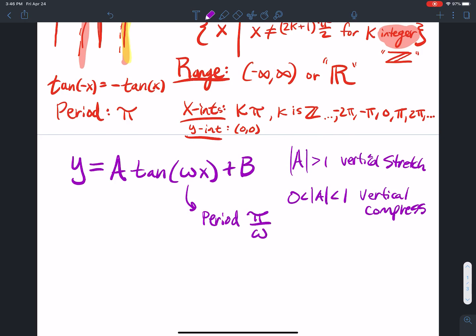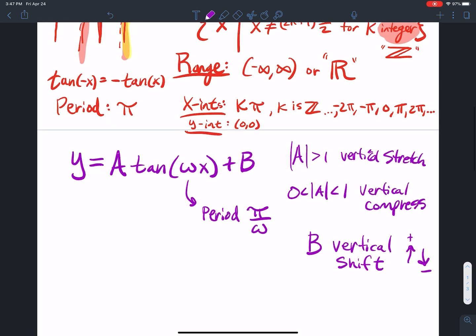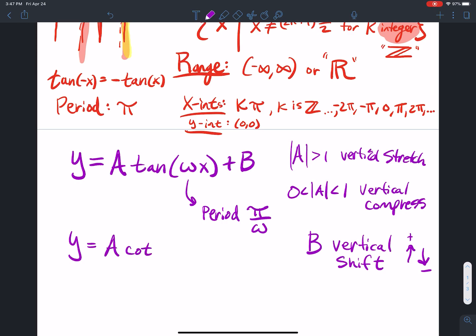So the b, the last thing, this is your vertical shift. So you either knock the graph up, you knock the graph down. If it's positive, you go up. If it's negative, you go down. Okay? So a isn't really your amplitude. It's more the magnitude of the vertical stretch. Okay? Your period, the only difference, instead of a 2 pi period like with sine and cosine, it's only pi. And this is true also for the cotangent as well. Okay, so this also works for y equals a cotangent omega x plus b. Okay, same thing. Period is pi over omega.